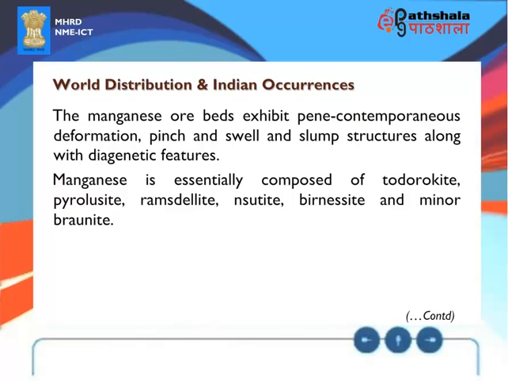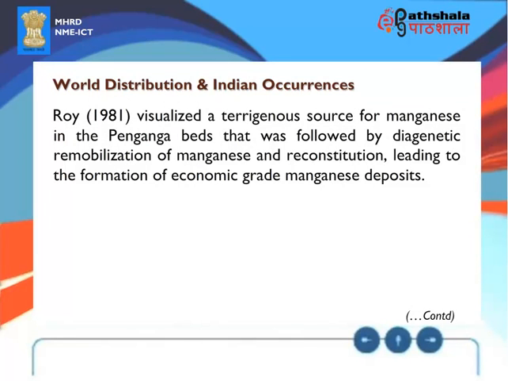Manganese ore is essentially composed of todorokite, pyrolusite, ramsdellite, nsutite, and minor braunite. Roy 1981 visualized a terrigenous source for manganese in the Penganga beds, followed by diagenetic remobilization of manganese and reconstitution, leading to the formation of economic-grade manganese deposits.